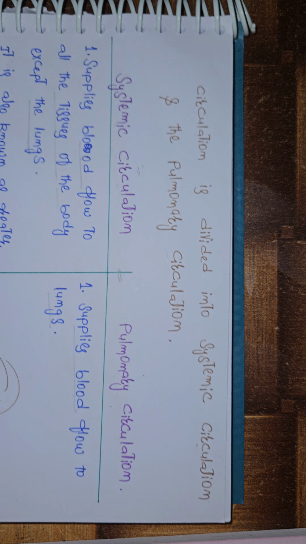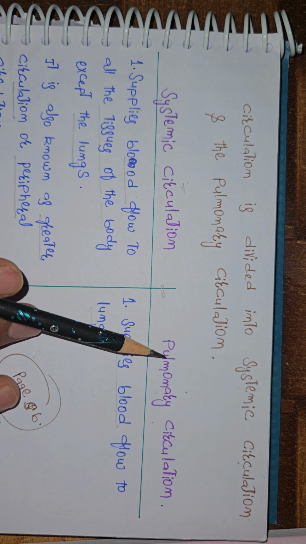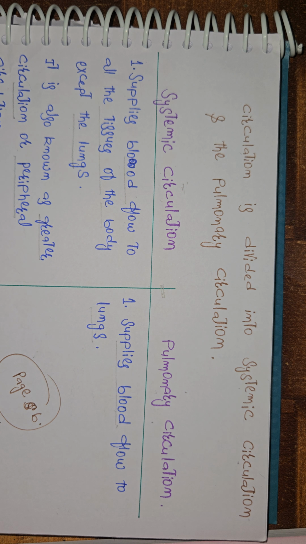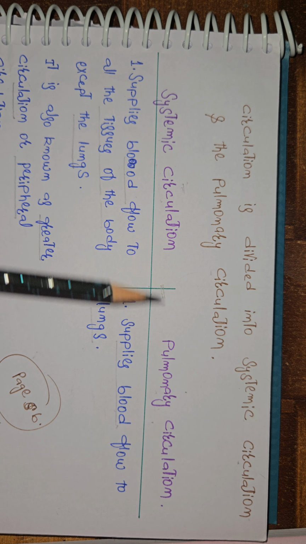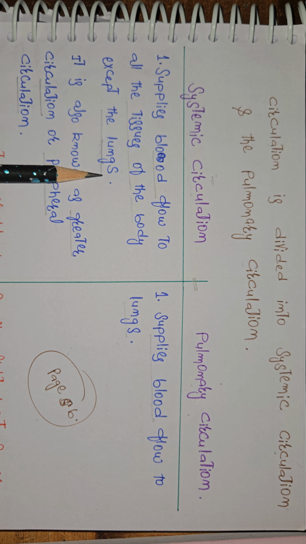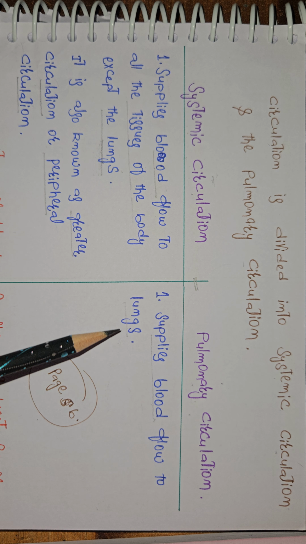So we have here the difference between the systemic circulation and pulmonary circulation. We know circulation is divided into systemic and pulmonary circulation. So on one side we have systemic circulation, and on the other side we have pulmonary circulation. Difference point number one: systemic circulation supplies blood flow to all the tissues of the body except the lungs, while pulmonary circulation supplies blood flow to the lungs.